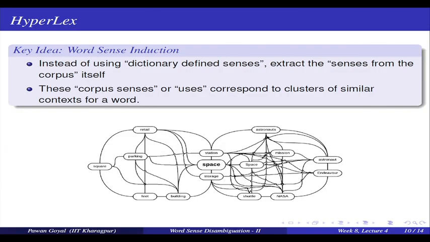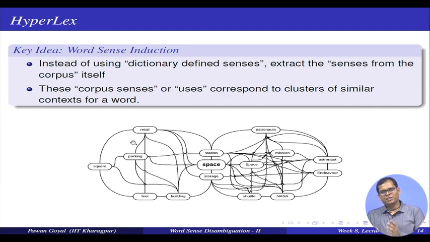But how will I find out that the word space has two senses and these two senses correspond to some particular words? So, if you look at the figure again, you can see that for a particular sense of the word space, the words will be highly connected to each other. For another sense again, these words are highly connected to each other. But there will not be much connections between the words in this sense and words in that sense.